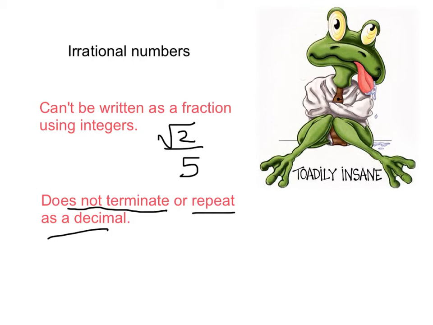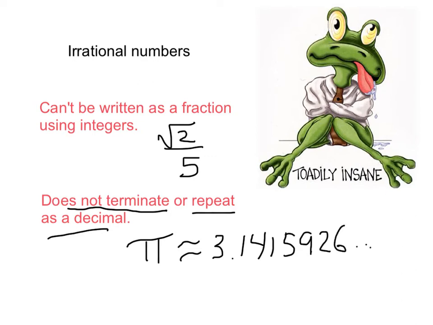So a good example of that is the number pi. The number pi is like 3.1415926, blah, blah, blah. It keeps going and going and going. It never terminates, it never has a zero remainder, and it never repeats itself. So it just keeps going and going. It's totally an insane number.